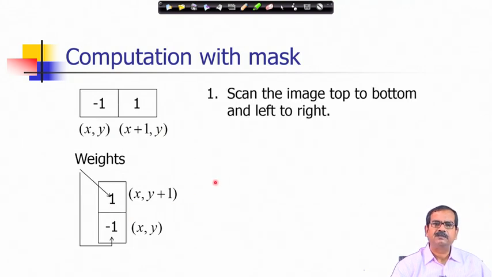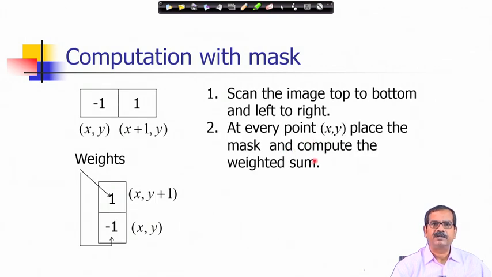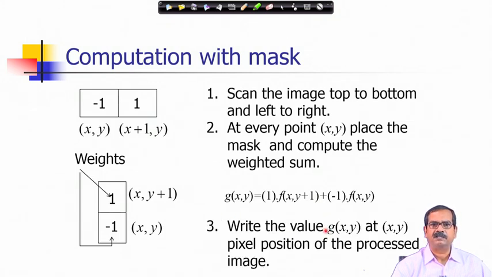So, the algorithm for this mask would be that you scan the image top to bottom and left to right, then at every point x y place the mask and compute this weighted sum, which means that, as I mentioned, you multiply the weight with the corresponding functional value at those locations, and then you take the sum of them, and that would give you the weighted sum, and then you replace the central value by this weighted sum. So, in this way you can compute the finite differences along the vertical directions.